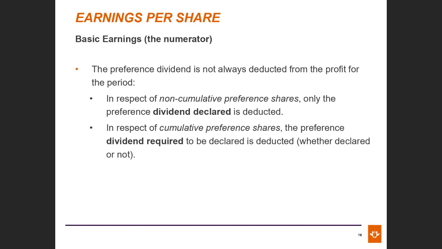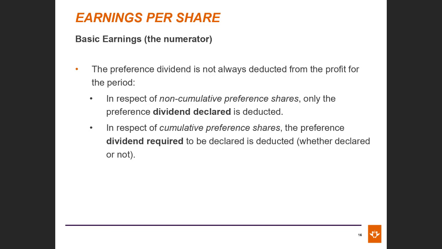So then if we look at cumulative preference shares, because they are cumulative, they are going to be paid regardless. The preference dividend does not need to be declared to be deducted when calculating our basic earnings.